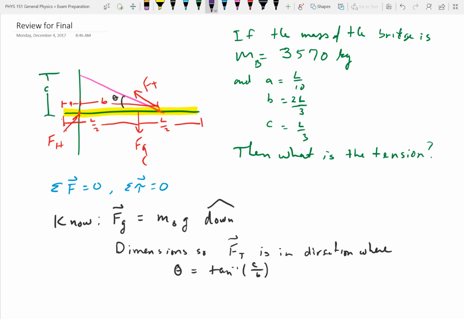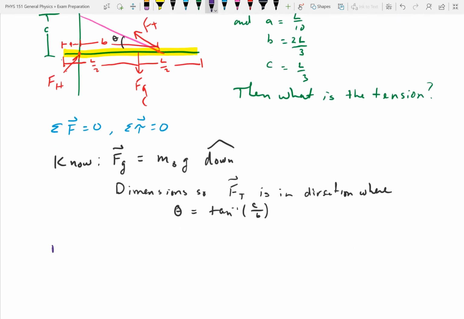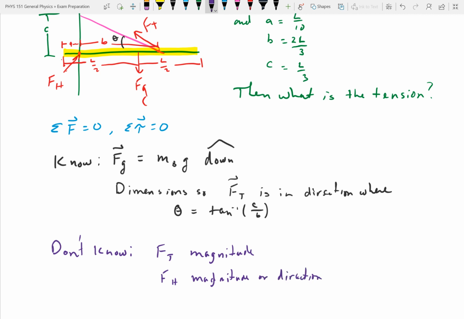Now, what do I not know? I don't know the force of tension magnitude. That's what I'm looking for. I don't know the force of the hinge magnitude or direction. So there are 3 things I don't know.